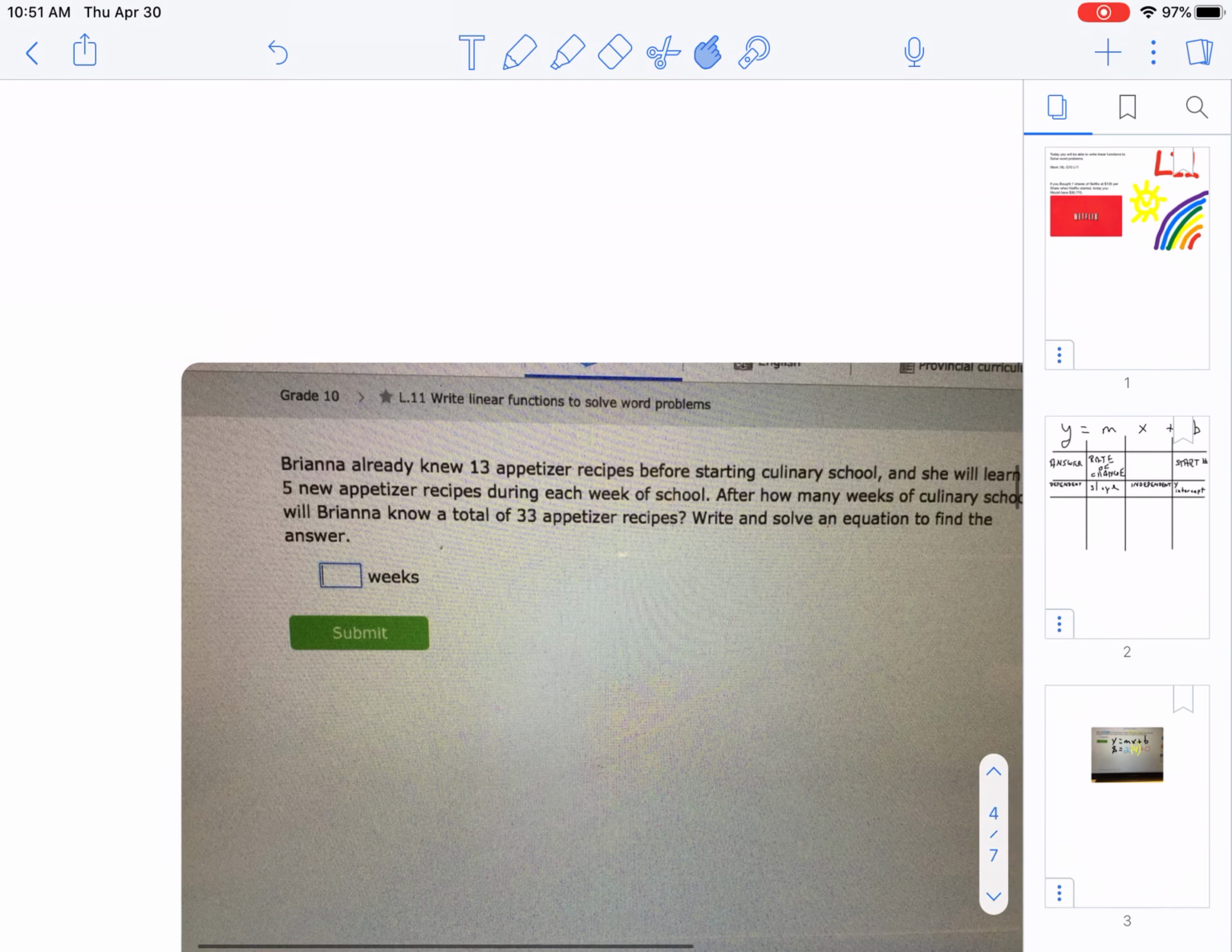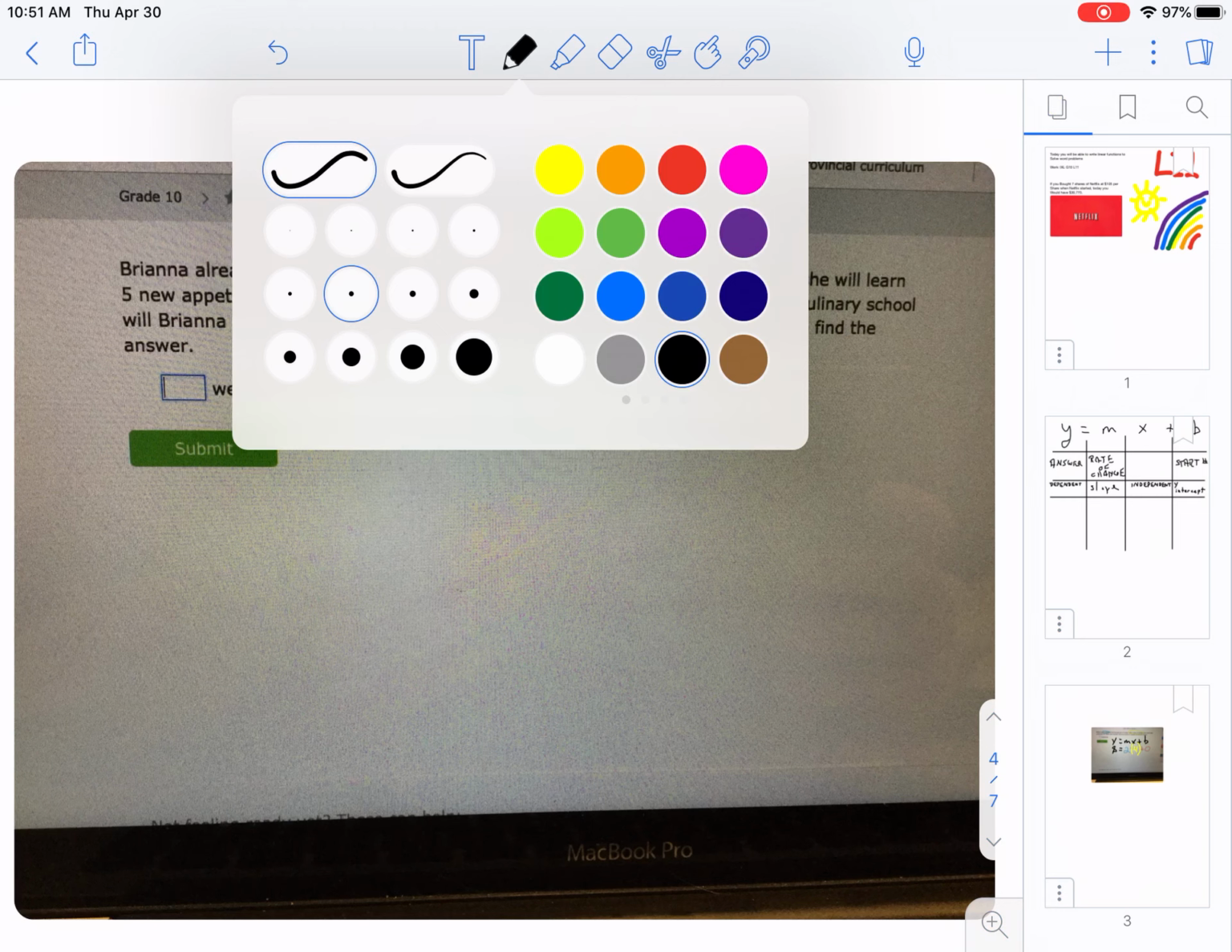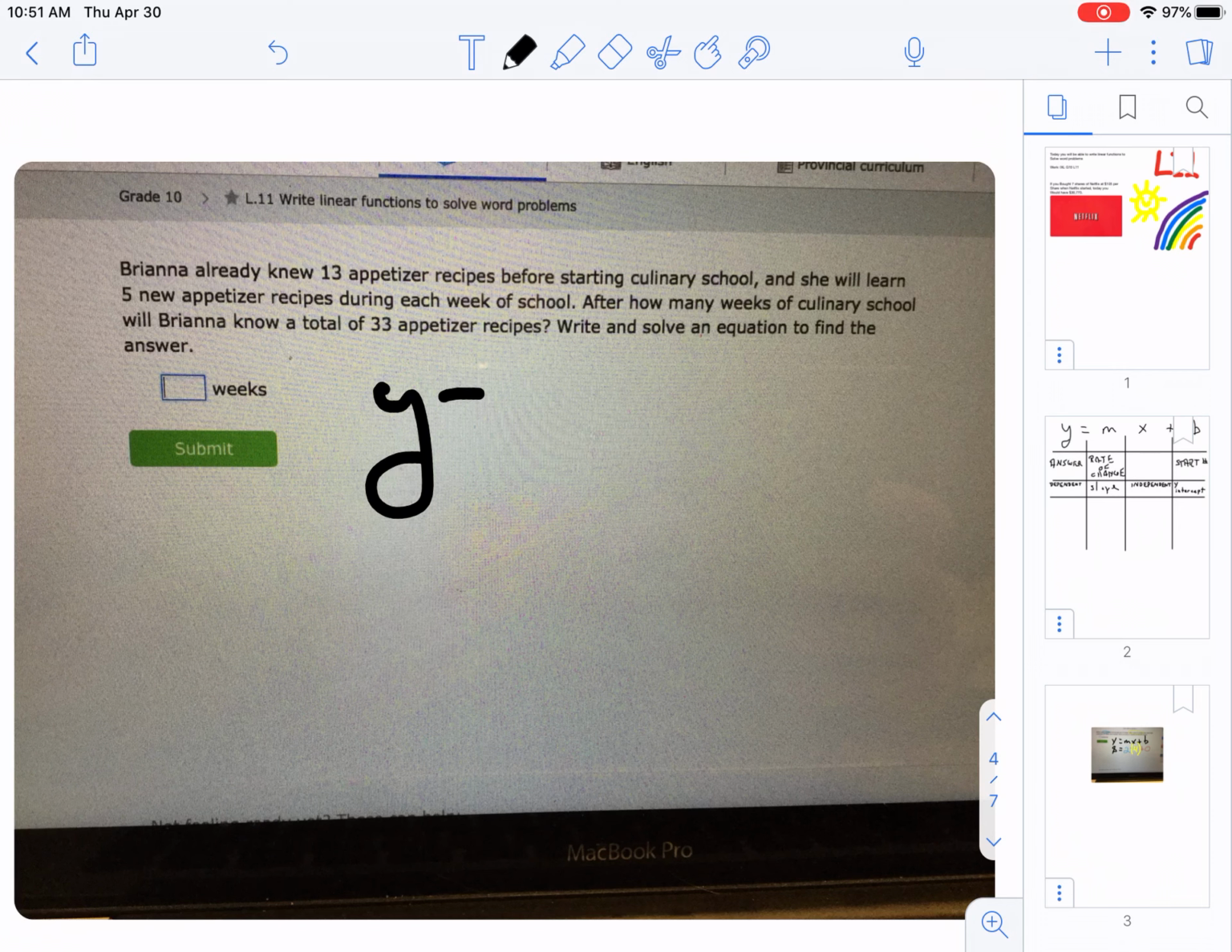Okay, let's look at another example. It says, Brianna already knew 13 appetizer recipes before starting culinary school. Culinary school is when you go to school to learn how to cook, be a chef. And we use the equation y equals mx plus b to solve this question. So we know b is the starting value. So when we read the question, it says Brianna already knew 13 appetizer recipes. That's the starting value for Brianna. And it says she will learn 5 new appetizer recipes during each week of school. So she can learn 5 new recipes for each week of school.